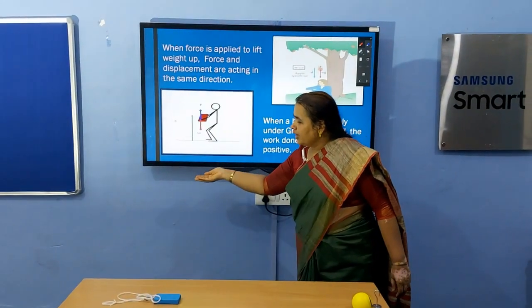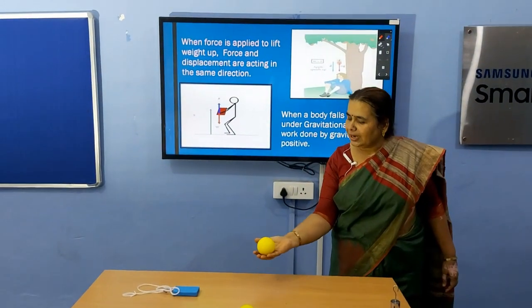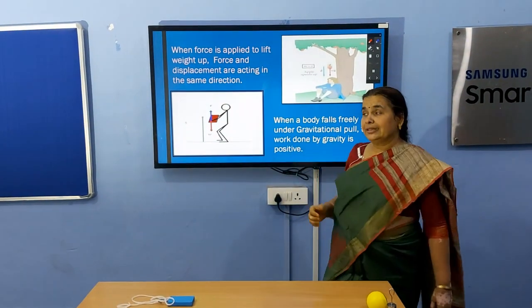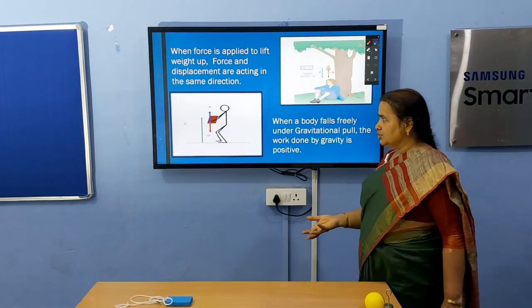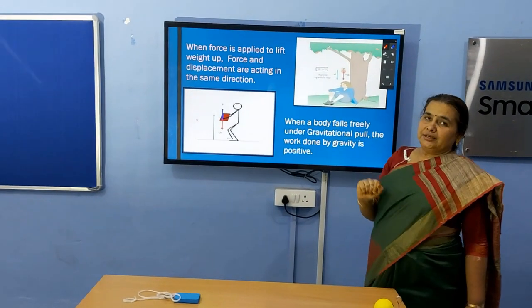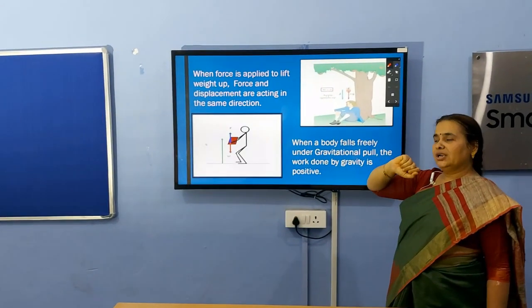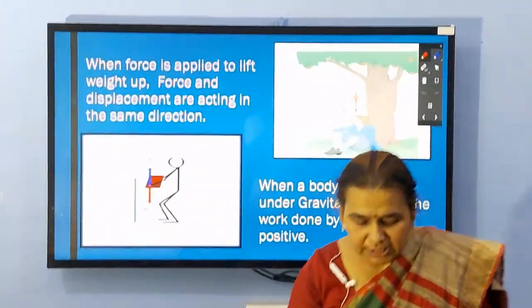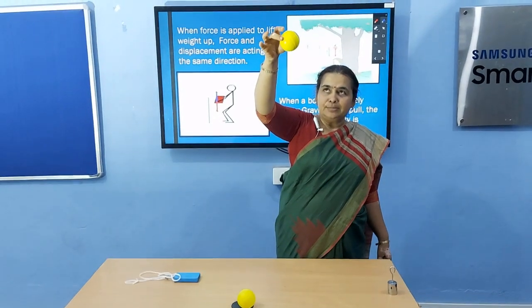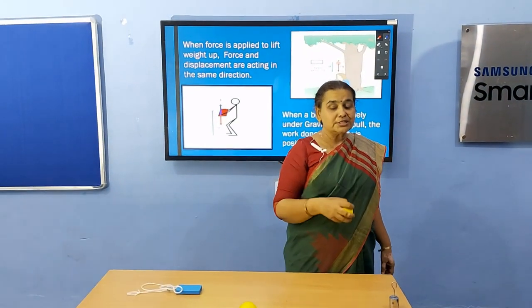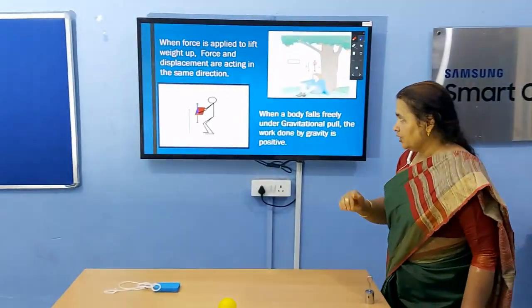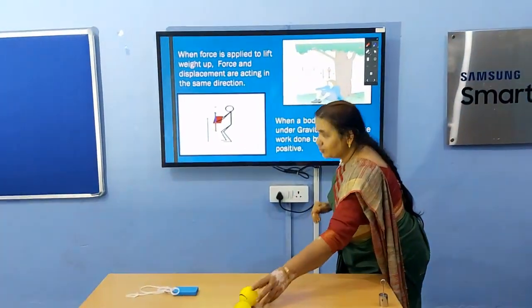This boy is lifting weight up. Suppose we are lifting this ball up. Again the same condition. Work done is positive because the angle is acute. That means they are acting along the same direction. The value of cos 0 is 1. The apple is falling on the hand of Newton. What does this indicate? The work done by the force of gravity. See here, force of gravity is acting in the downward direction. I am leaving this ball. What is the direction of the ball? Downward. What is the direction of force of gravity? Downward. So, what is work done? Of course, positive.